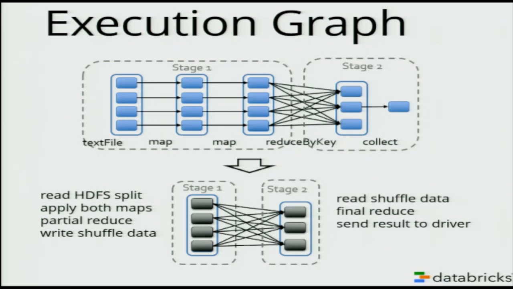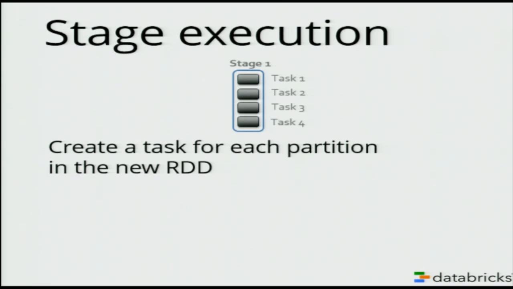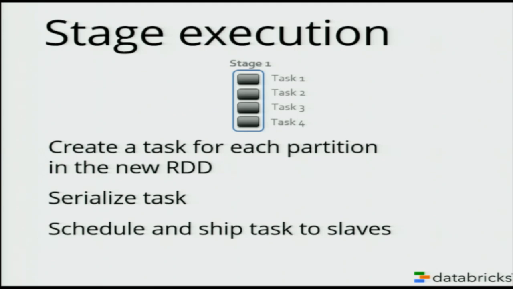So this program that I wrote would actually compile down into 2 stages, and that's what you would see if you looked at anything that showed you instrumentation about your job. A stage itself is just composed of tasks, so you create a task for each partition. You serialize the task. This is what Spark does, so you don't have to do it, but this is what Spark's doing internally. And then it's scheduling the task and shipping it to the slaves.